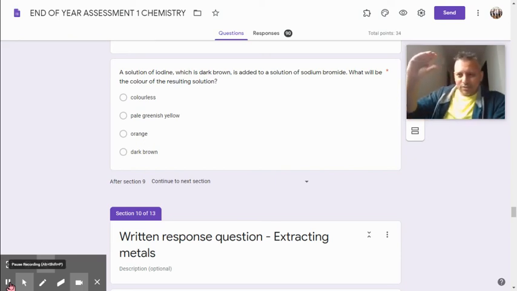So you've got chlorine at the top, highest reactivity. You've got bromine, then you've got iodine. So if you have iodine added to sodium bromide, you're not going to get a displacement reaction. So it's going to stay dark brown.